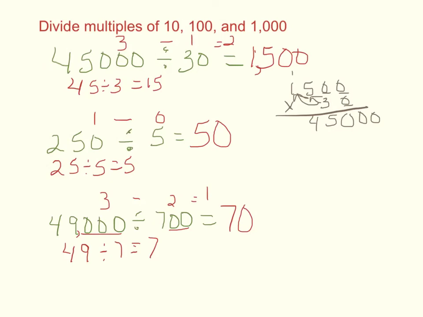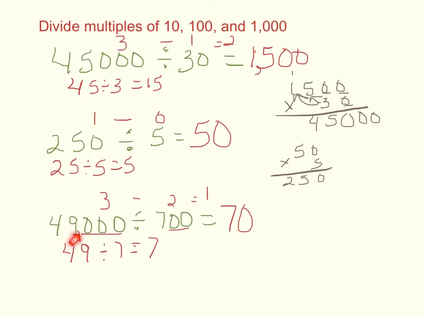250 divided by 5 equals 50. Then 50 times 5 should equal 250. So let's get our pencil back. Here's 50 times 5. Ignore the 0. 5 times 5 is 25. Slap your 0 on it. 250.